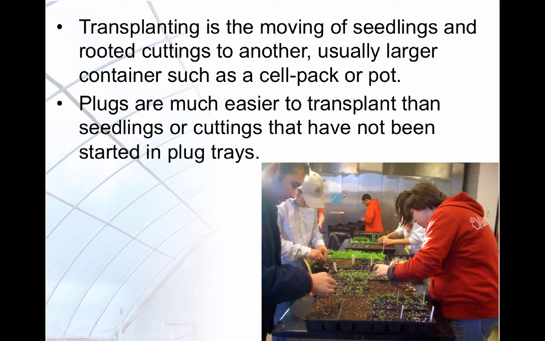Transplanting is the moving of seedlings and rooted cuttings to another, usually larger container, such as a cell pack or pot. Plugs are much easier to transplant than seedlings or cuttings that have not been started in plug trays because the roots are not broken or greatly disturbed in the transplanting process.